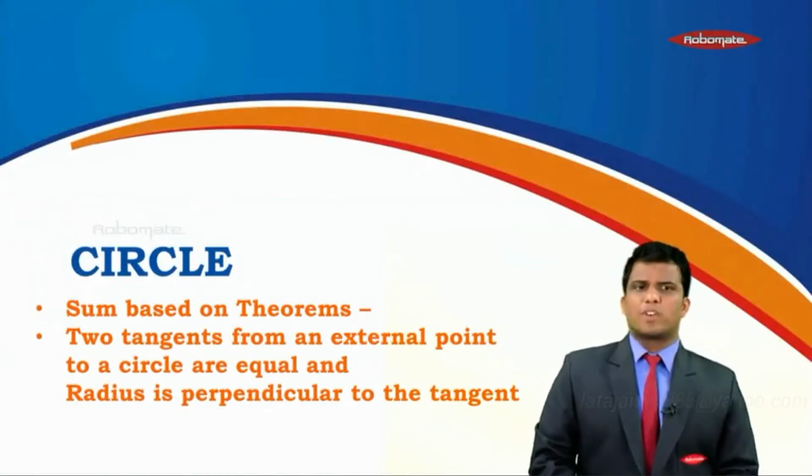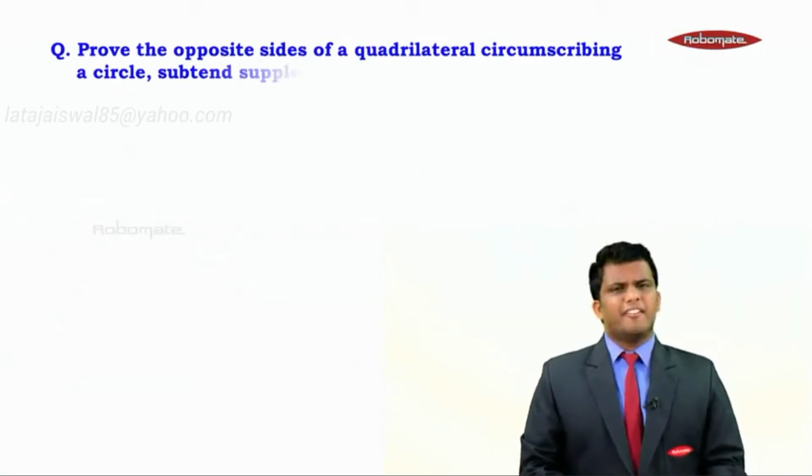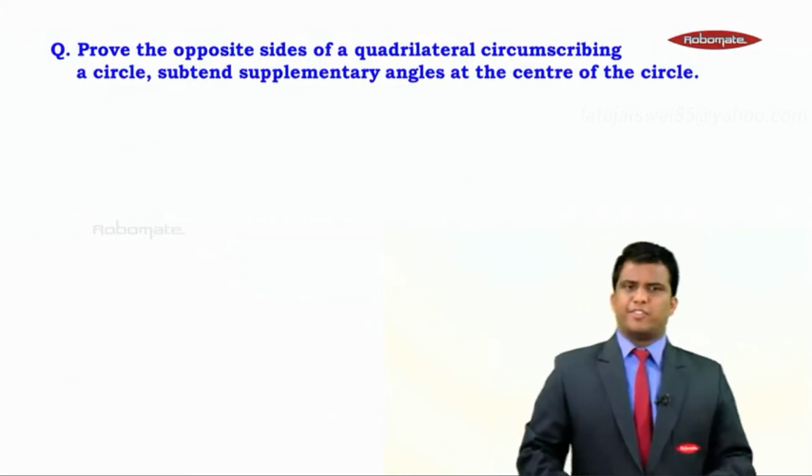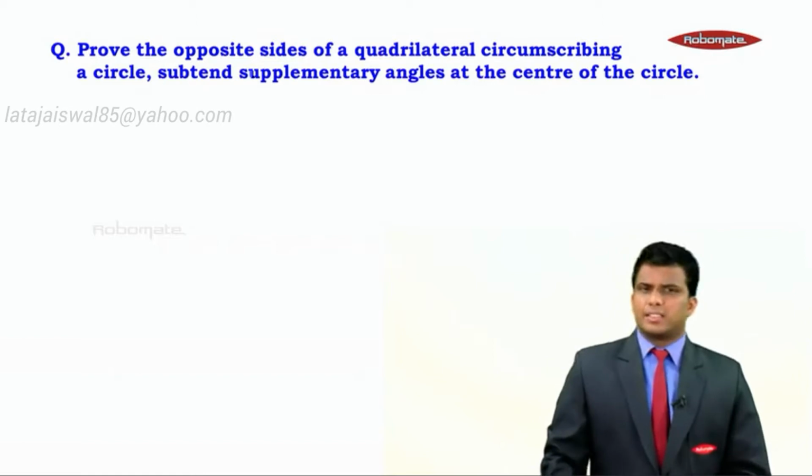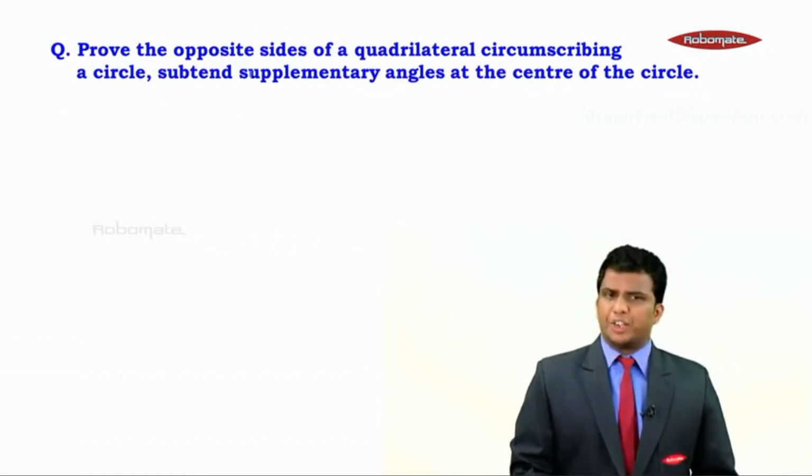Sum based on the theorems we studied up till now. Here we have a very beautiful question which begins in the following way. Prove that the opposite sides of a quadrilateral circumscribing a circle subtend supplementary angles at the center of the circle.